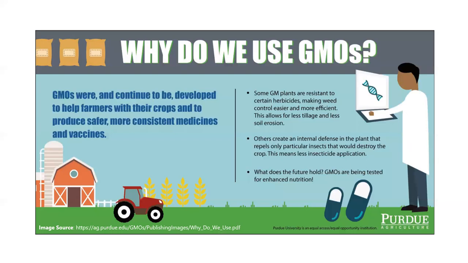Okay, so again, why do we use GMOs? Some GM plants are resistant to certain herbicides, making weed control easier and more efficient. This allows for less tillage and less soil erosion. Others create an internal defense in the plant so that they repel insects that will destroy the crop. So this means less insecticide application.